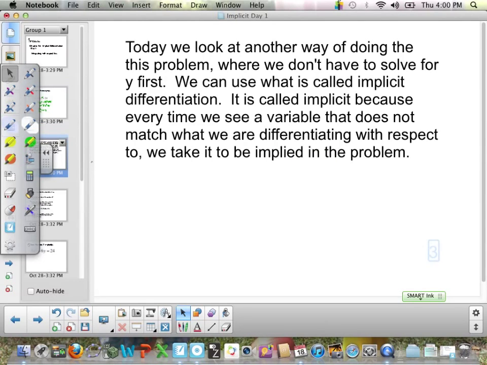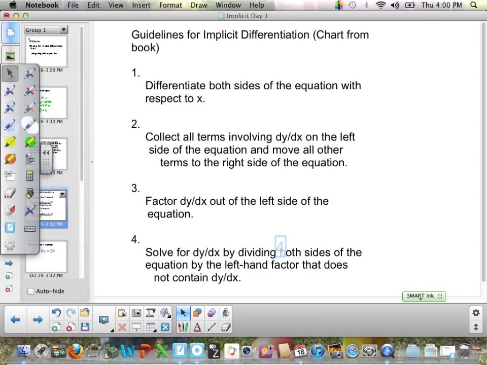Steps for doing implicit differentiation. First step, differentiate both sides of the equation with respect to x. Don't need to solve for y, just differentiate. Anytime you see a y, you're going to imply the x inside there and apply the chain rule. Next, collect all terms involving dy/dx on the left side, move everything else to the right. Then factor dy/dx out of the left side and divide both sides so that dy/dx is alone. This will become more clear as we do some problems.